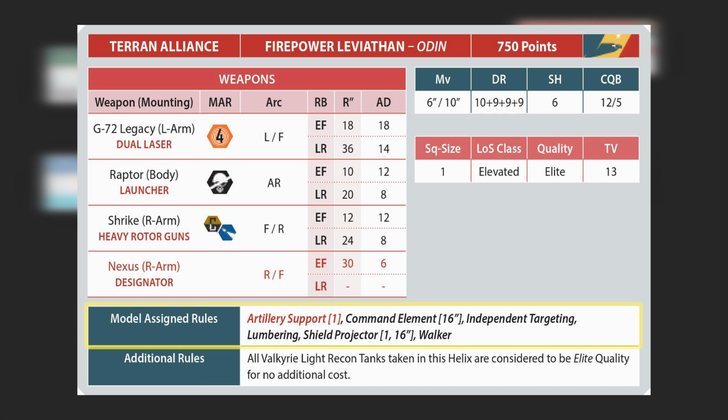On the next row we have model assigned rules for the model itself, not the weapons. And below that we've got additional rules, which are additional rules for that model. Extra information that you should know when you're fielding the model. And that is how a model profile is put together. As you can see, it's not too hard to find the information that you'll be looking for when playing a game of Planetfall.